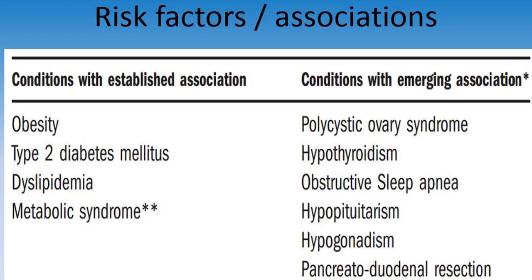These are the risk factors and associations. Definitely we have obesity, type 2 diabetes mellitus, dyslipidemia and metabolic syndrome, but some conditions like polycystic ovarian syndrome, hypothyroidism, obstructive sleep apnea syndrome, hypogonadism, and pancreaticoduodenal resection are other secondary causes that lead to NAFLD and NASH. So let me say a little bit about the consequences.